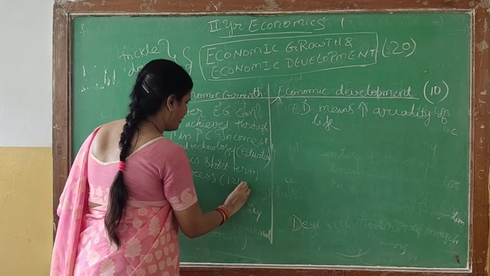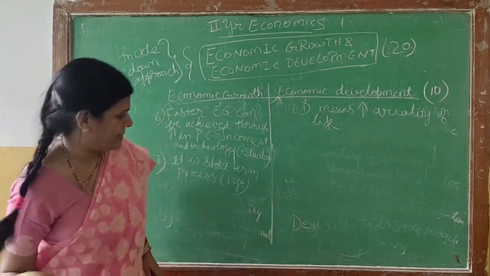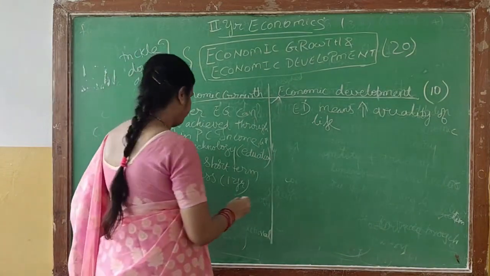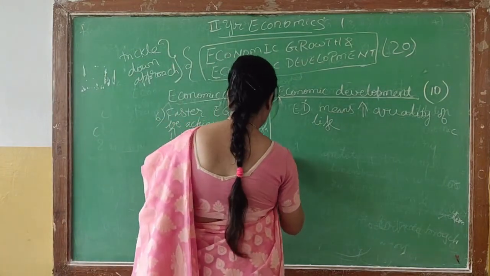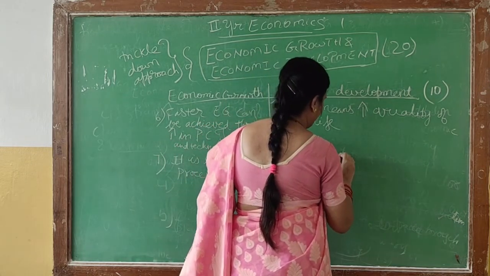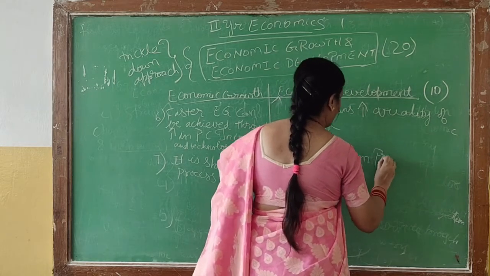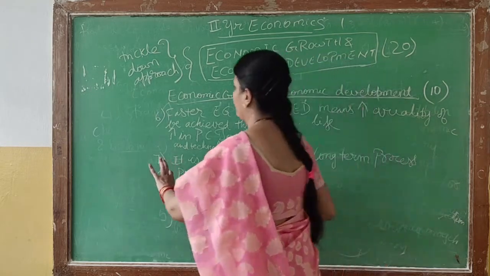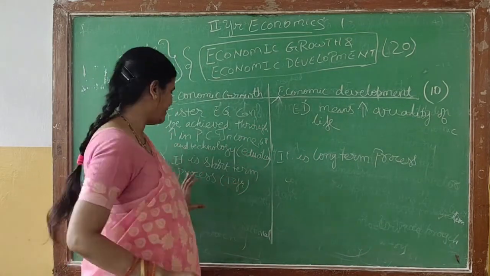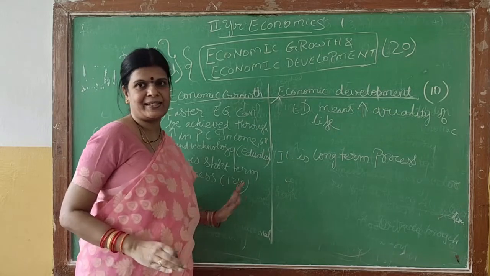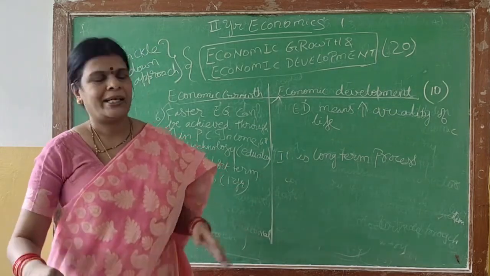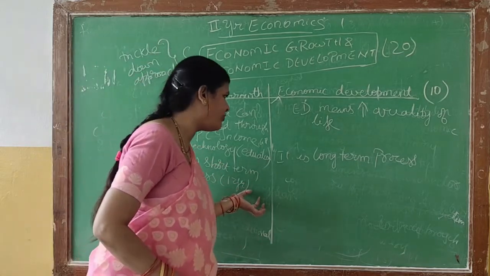That is for a period of 1 year. Whereas economic development is a long-term process. Long-term process means what? So what is economic growth? I said increasing output of goods and services within a period of 1 year. So economic growth is a short-term process. Economic growth takes place within a period of 1 year.